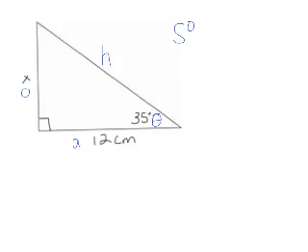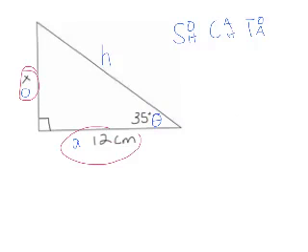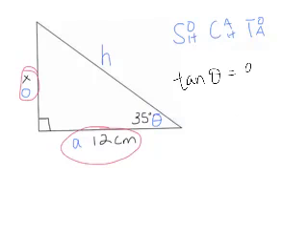So now if I think in terms of SOH CAH TOA, I notice that I want to figure out my opposite. I know my adjacent, so I'm thinking about O and A, so I'm thinking TOA, or tangent. So I think that the tangent of theta is equal to the opposite over adjacent. So the tangent of 35 degrees is equal to my opposite, x, over my adjacent, 12.